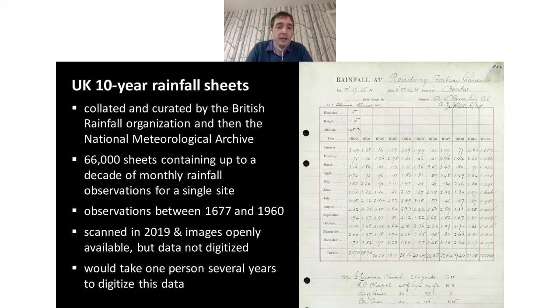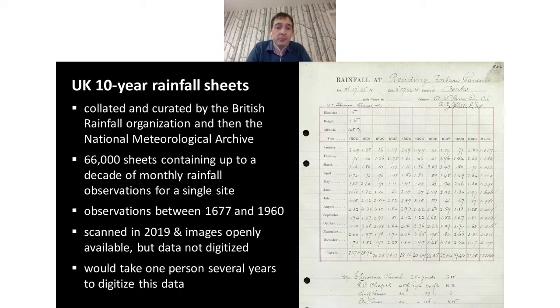These sheets cover the period from 1677, when Richard Townley started measuring rainfall in Burnley, up to 1960. And this will fill a giant hole in the understanding that we have about past rainfall variations if we're able to turn this into digital data. So it's an enormous effort.